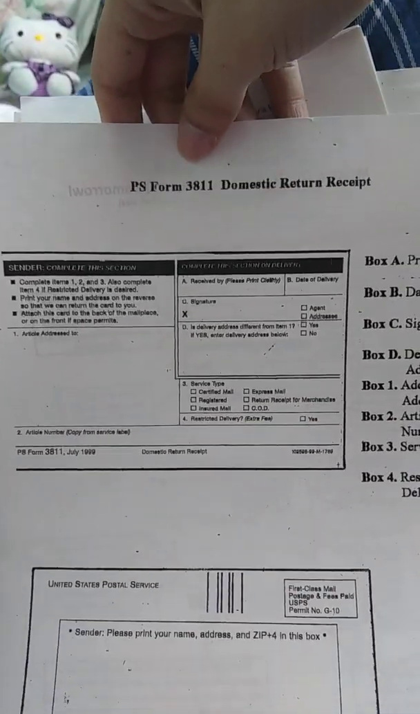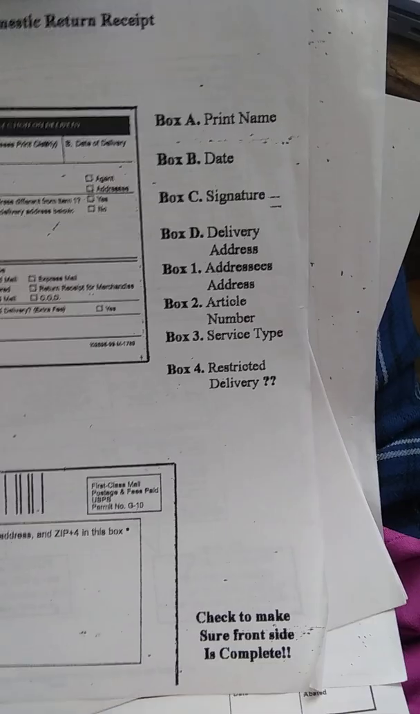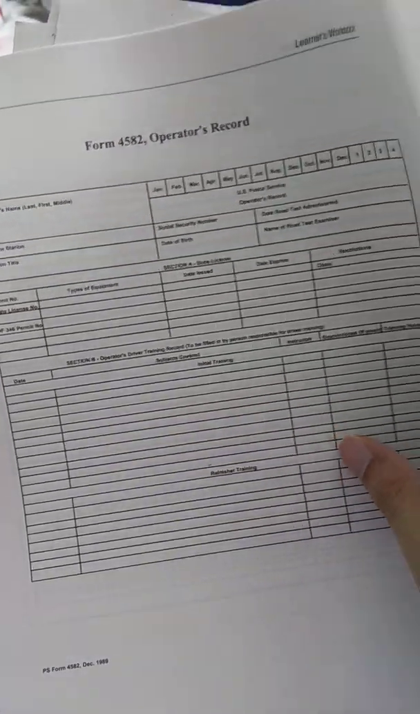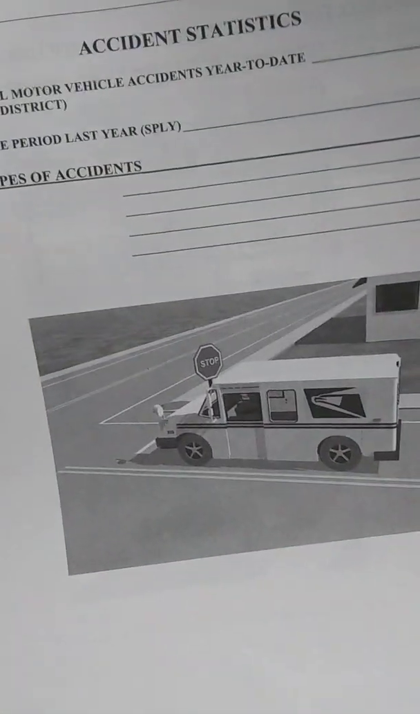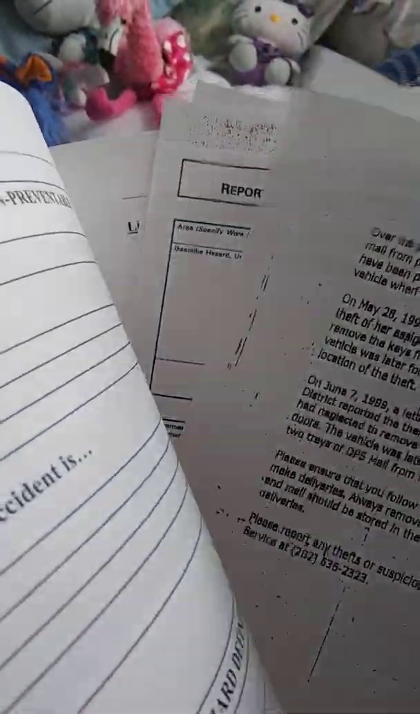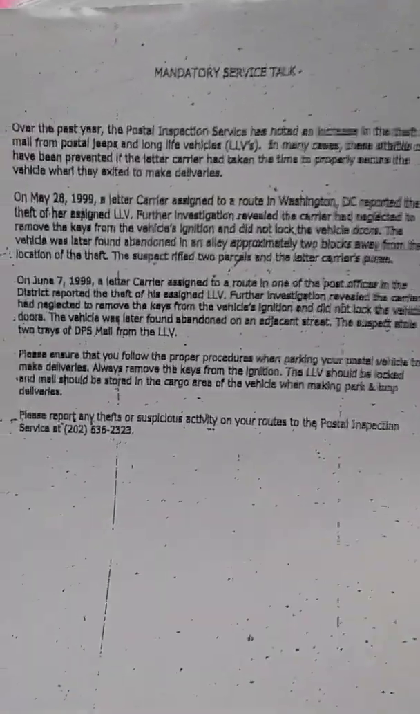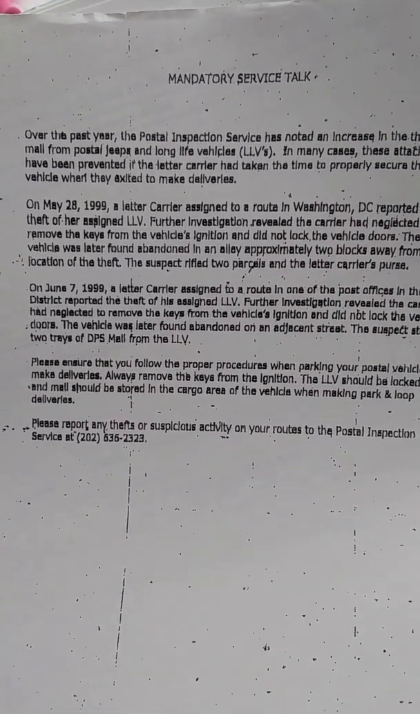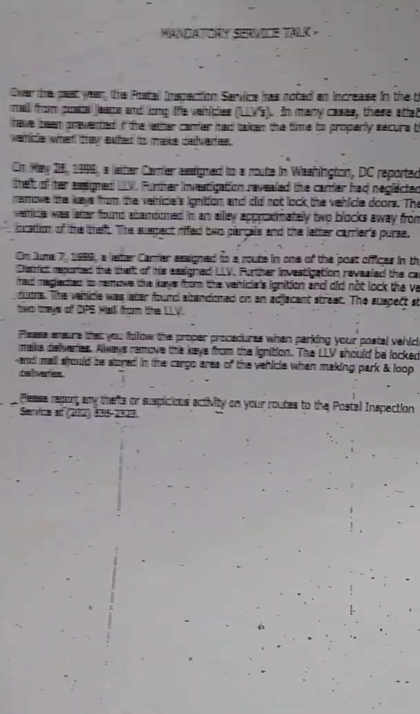This is Form 3811, the domestic return receipt. There are steps. There are operation records and accident statistics. If you get into an accident with a USPS postal truck, depending on how serious it is, for a small accident you take a retraining course. If it's a big accident, you're fired.